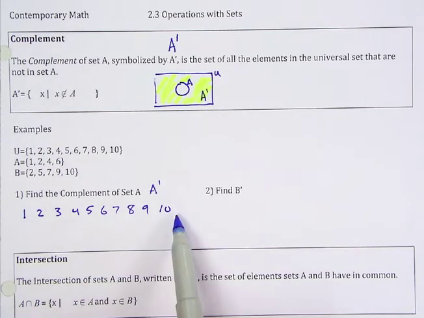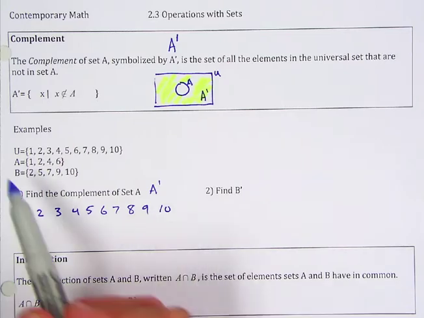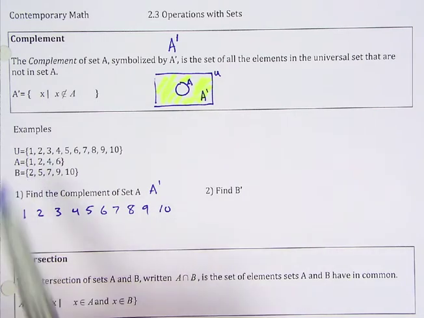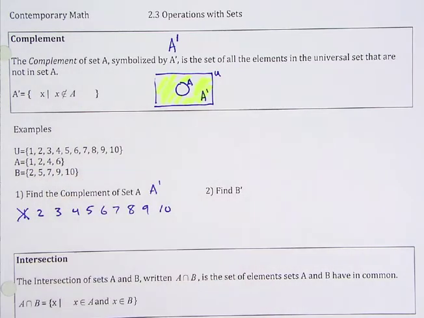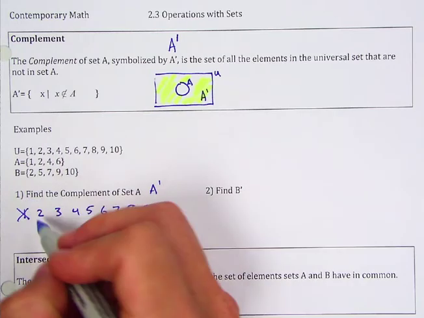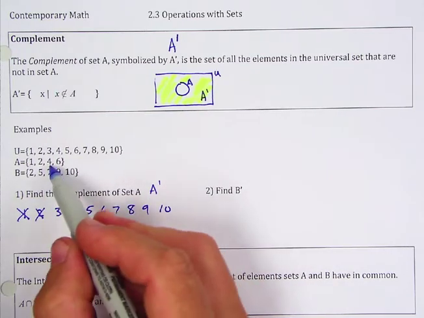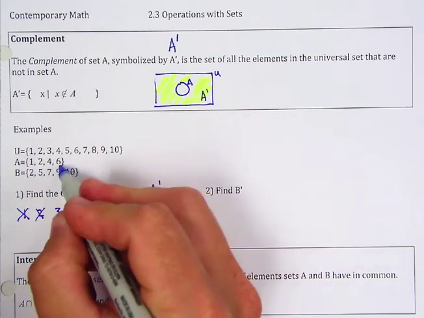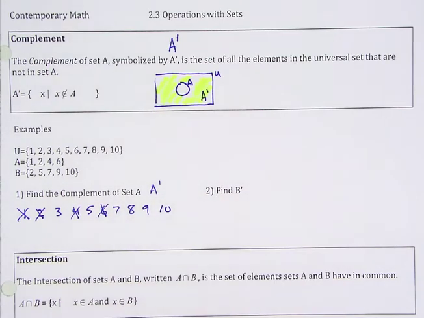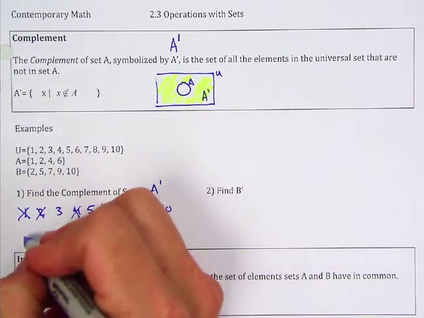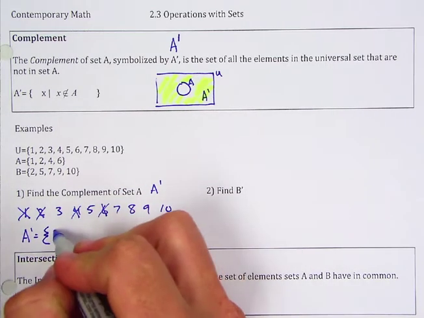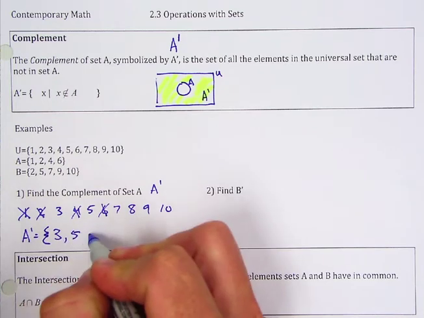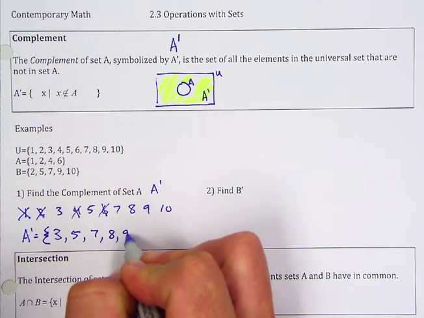So here are the elements in the universal set, and what we're going to do is cross off any element that is in set A. Okay, so 1 is in set A, so we're going to get rid of that one. 2 is in set A, so get rid of that one. 4 and 6. Now everything that remains is going to be in the complement. So we'll just rewrite this now. So we have 3, 5, 7, 8, 9, and 10.